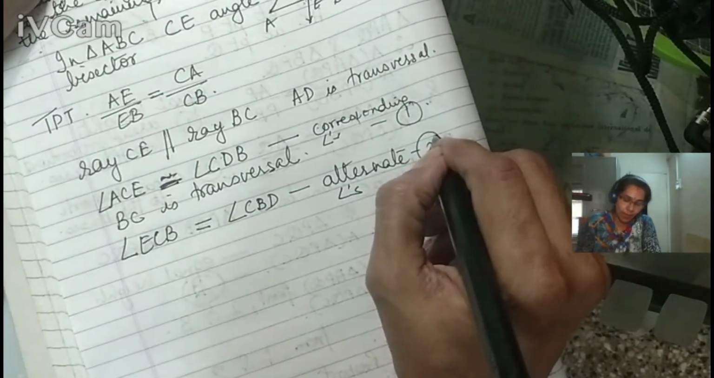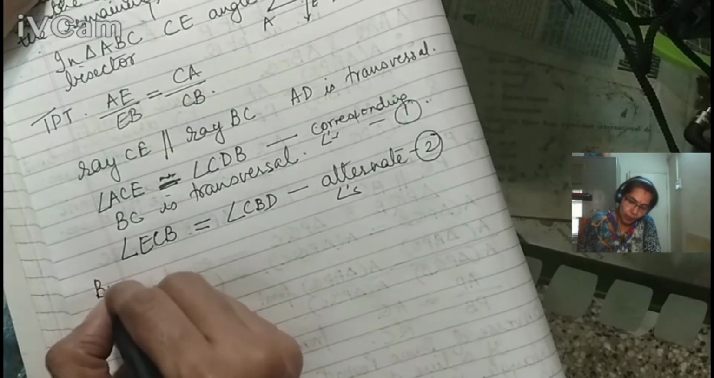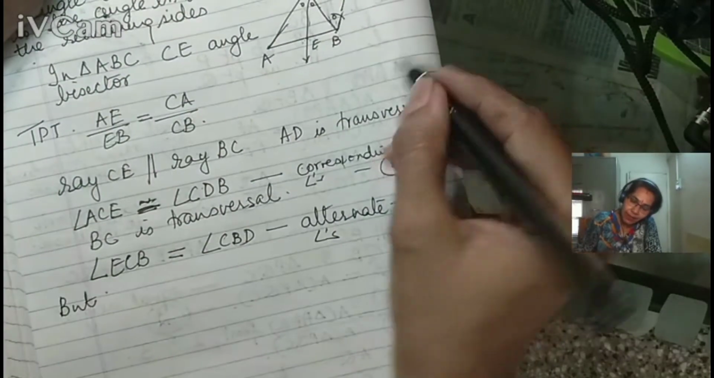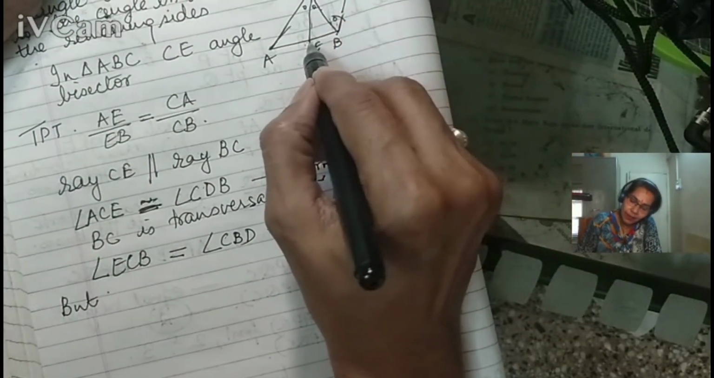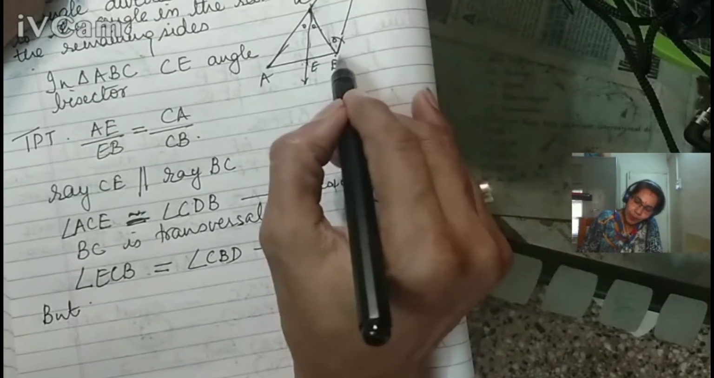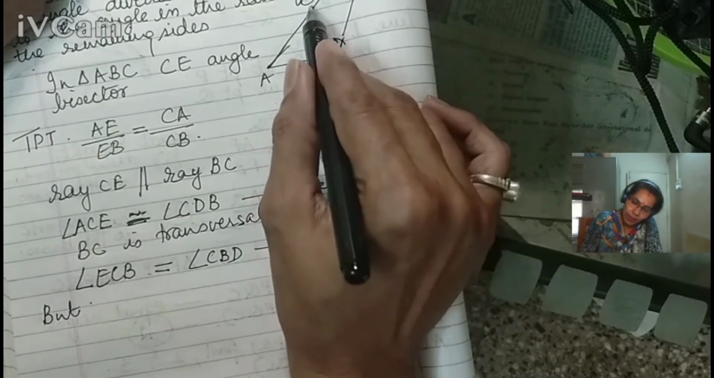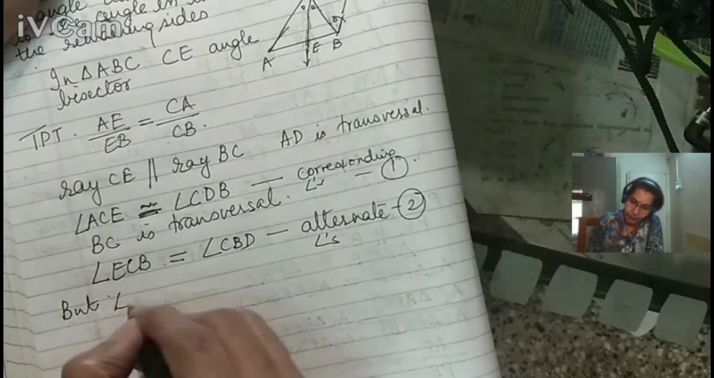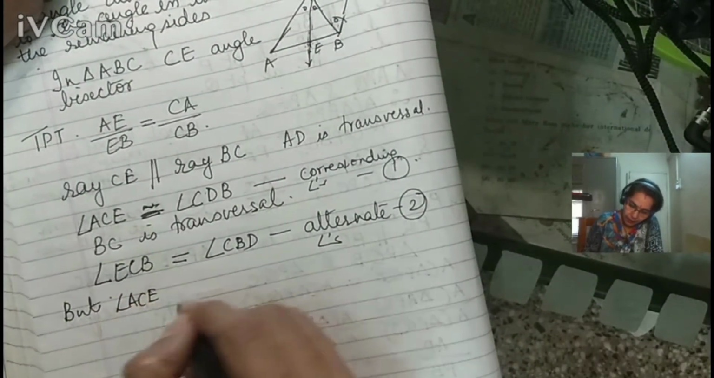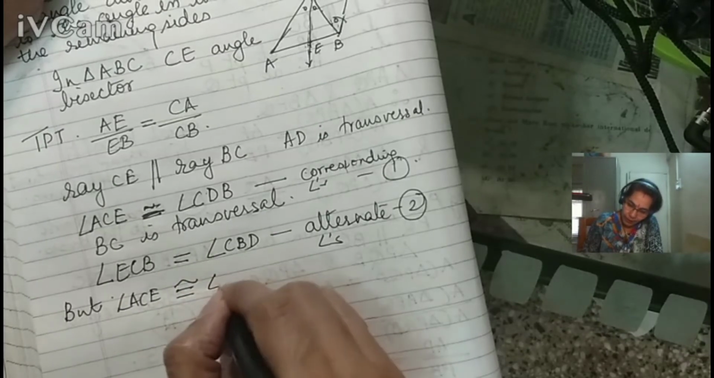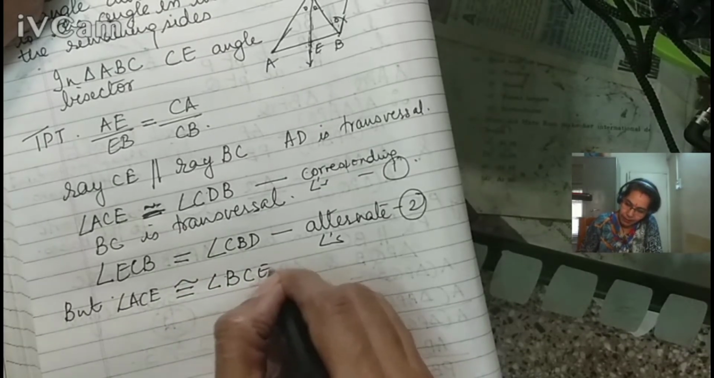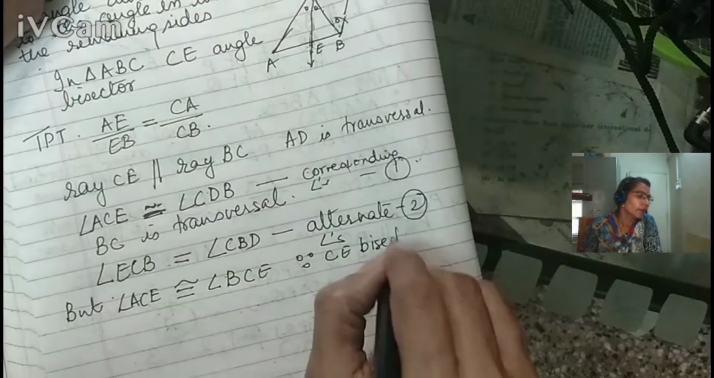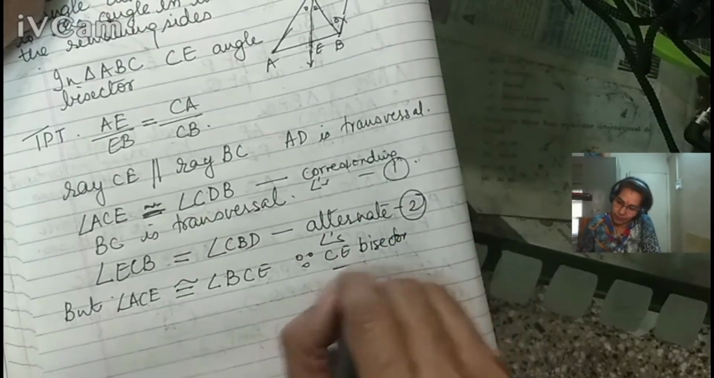But what is given to me? Angle ACE is congruent to angle BCE, because CE is the angle bisector. Angle ACE is congruent to angle BCE since CE is the bisector. This I will call as statement number 3.